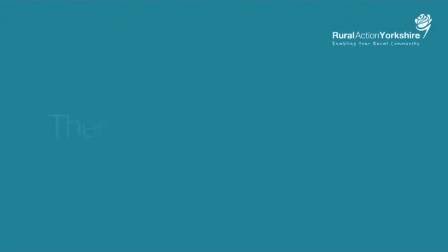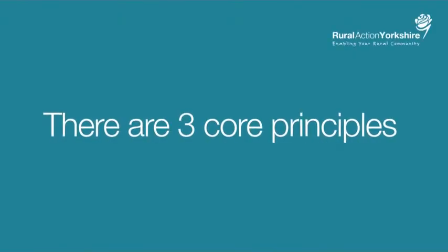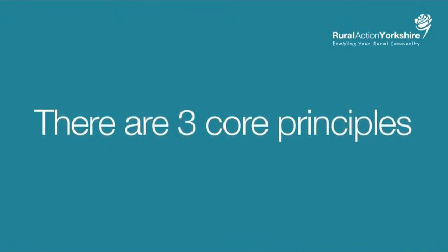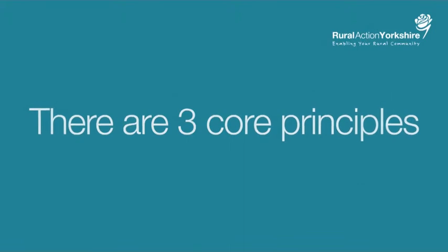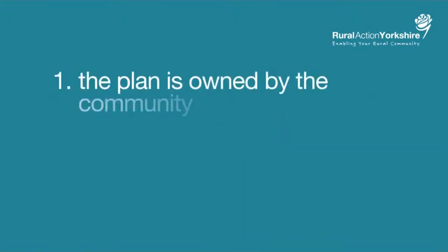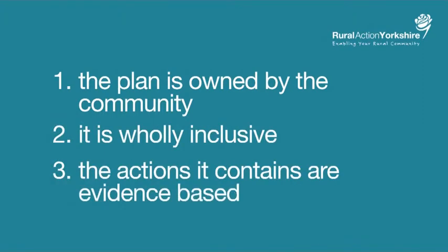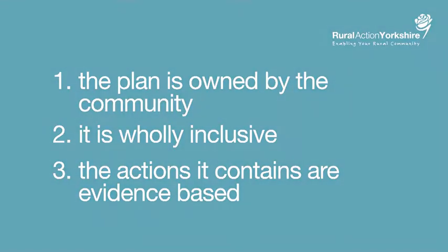There are three core principles which define community-led planning and distinguish it from other methods of community engagement. The three principles are: the plan is owned by the community. It is wholly inclusive. The actions it contains are evidence-based.